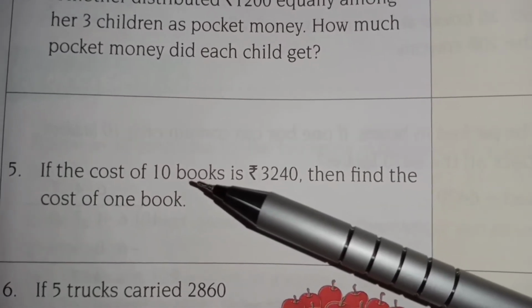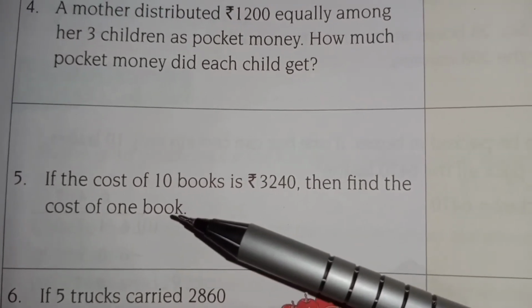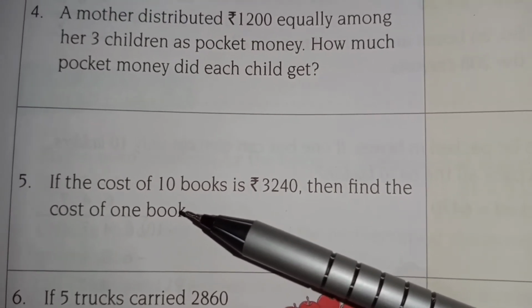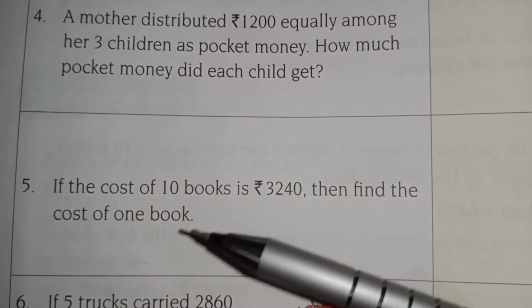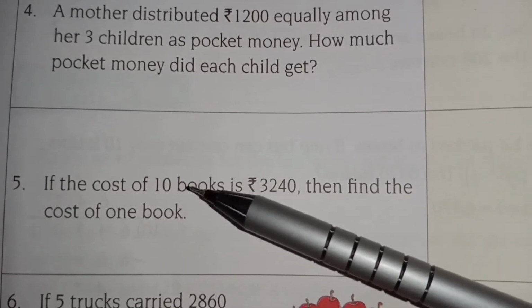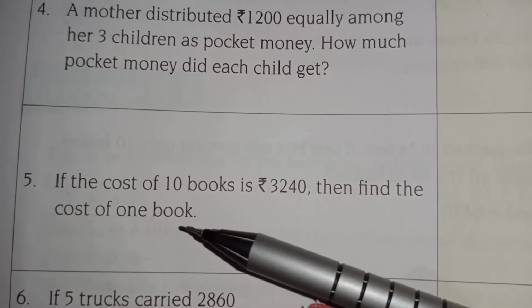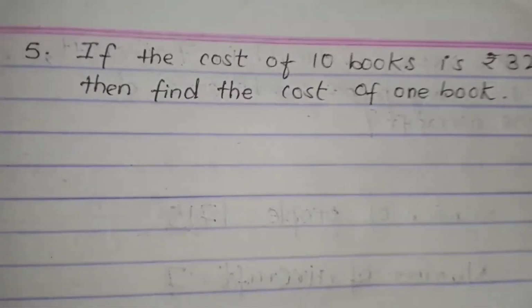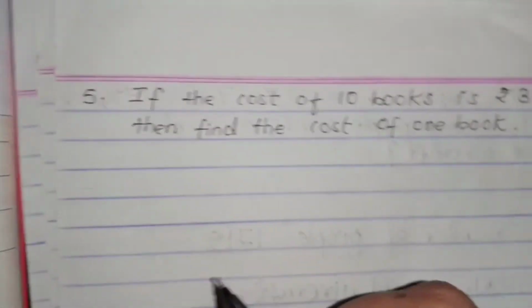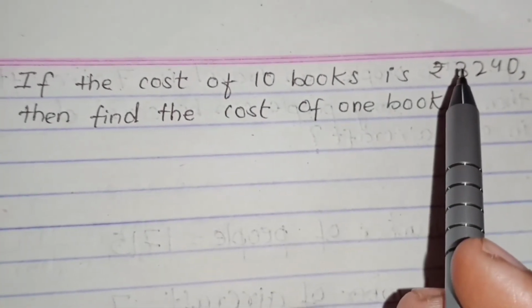Here the cost of 10 books is given, okay, and we have to find for 1. So to find for 1, what you have to do? We have to divide. Okay, so we will divide 3240 by 10. Then we will get the cost of one book. Okay, so let's start how to do this. Okay, so let's do, if the cost of 10 books is how much? I have already read the question. How much it is?